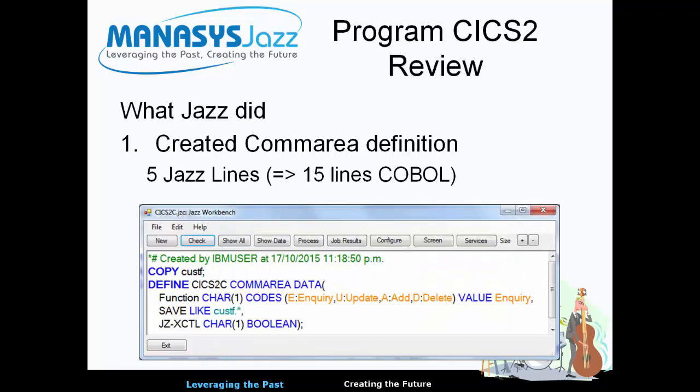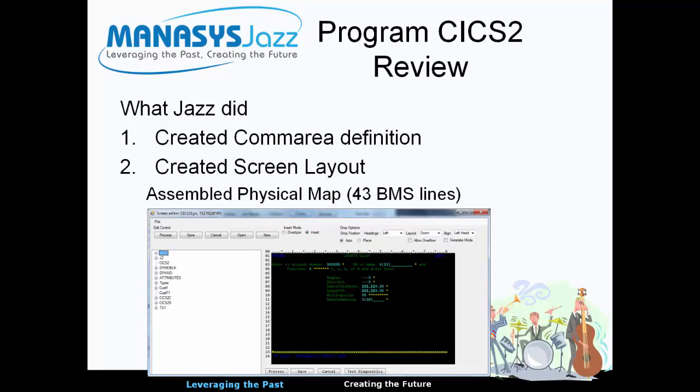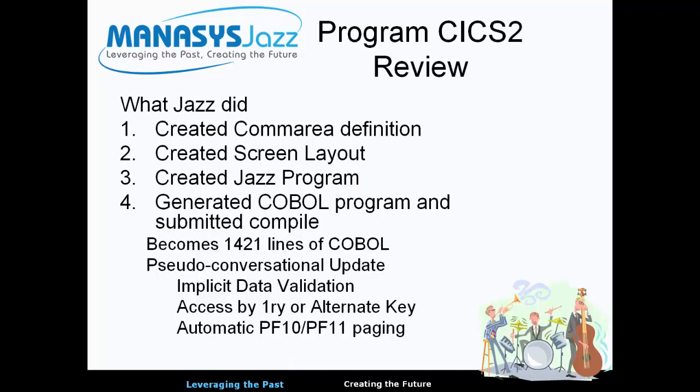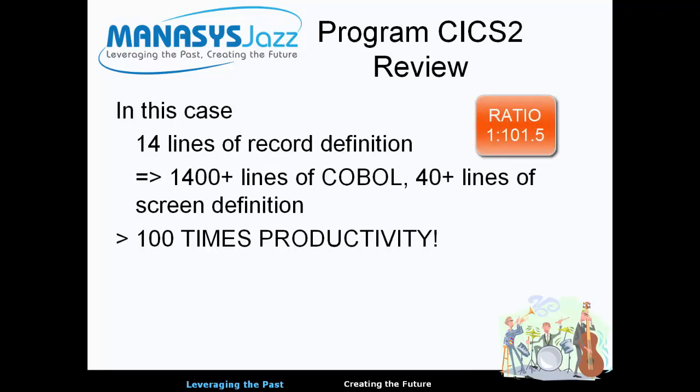First, it generated the COM area. Then it created the screen layout. Thirdly, it created a 19-line Jazz program, from which Jazz produced 1,421 lines of COBOL. This compiled to a pseudo-conversational update program, accessing the data by primary or alternate key, with built-in PF10, PF11 paging. Not bad. That's a productivity increase of more than 100 times.